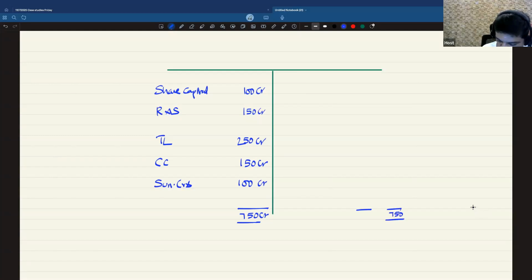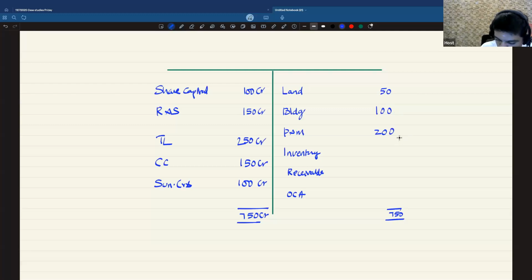Now let's see what is the total of the 750 crore. They have invested in land, building, plant and machinery, inventory, and receivables. And they have some other current assets. So let's get the breakup of it. The land is around 50 crore. Building is around 100 crore. Plant and machinery is around 200 crore.